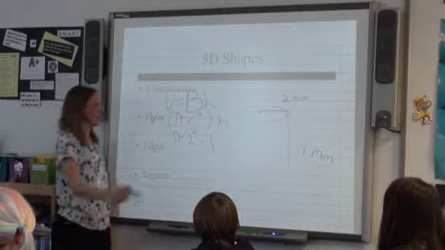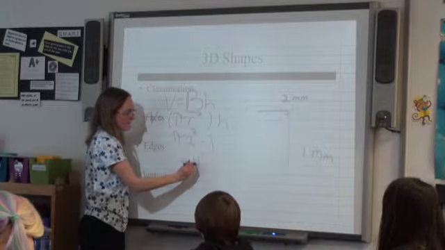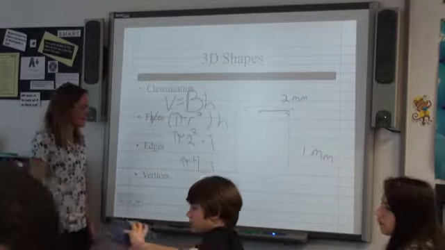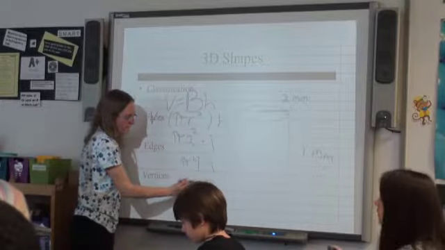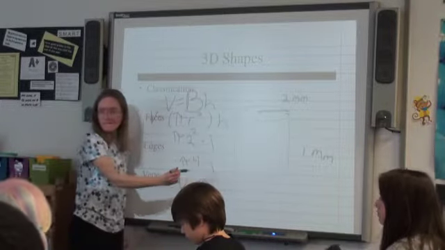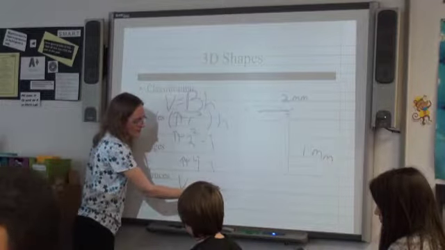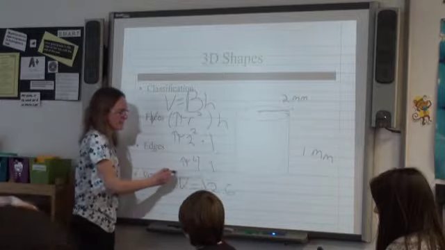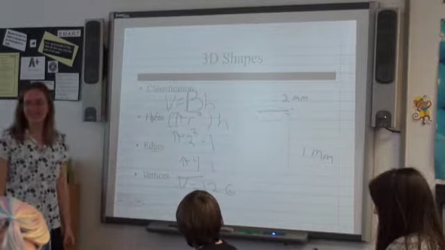All right, what's 2 squared? Now you guys have your calculator out. What is 4 times pi? Sammy? 12.6. You guys agree? Yeah? All right.